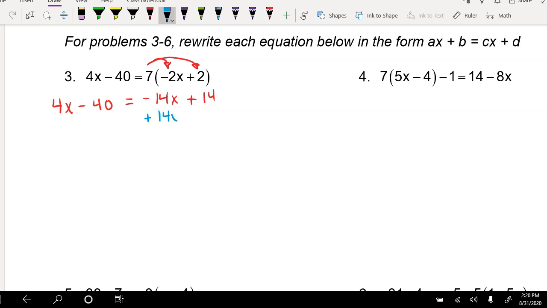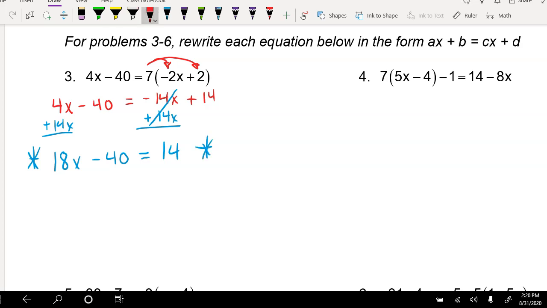I'm in the habit of always moving my variables to the left. That way I'm consistent. You can move them to the right, but I feel like if I keep doing it the same way every time, I'm less likely to make a mistake. 4 plus 14 is 18x. Bring down the minus 40. Bring down the equals. Bring down the 14. There's the two-step equation. We're there.